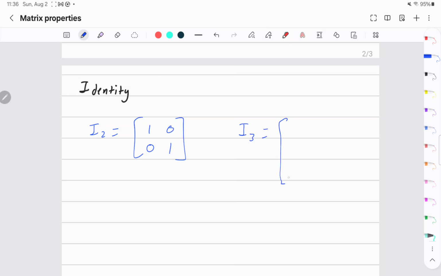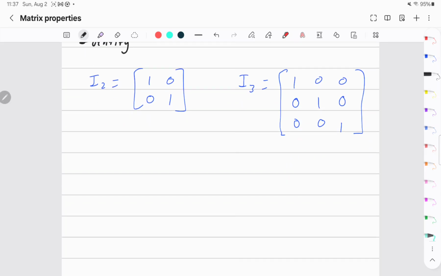Sorry, let me just increase this. It's going to be 1 0 0, 0 1 0, 0 0 1. This is an I3. Similarly, you can also craft I4. The beautiful part about identity is, let me just write it down, if you multiply any matrix with an identity matrix, you get your matrix back. And it doesn't matter if it's AI or IA. It's still gonna give you the A part back.